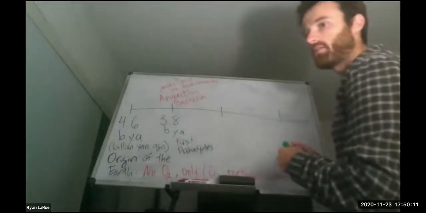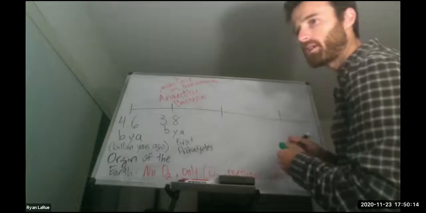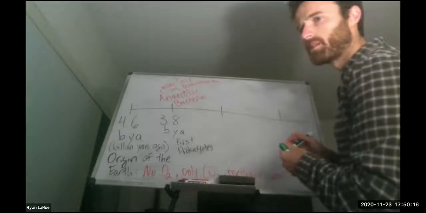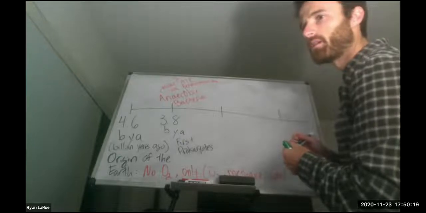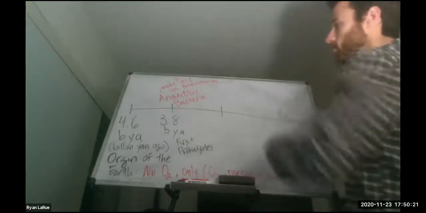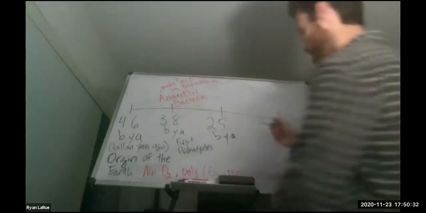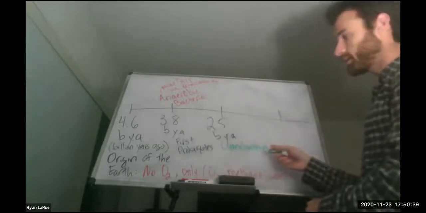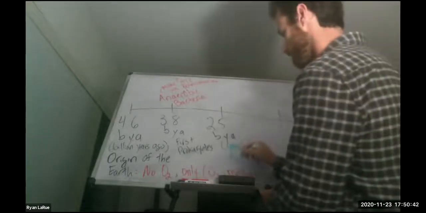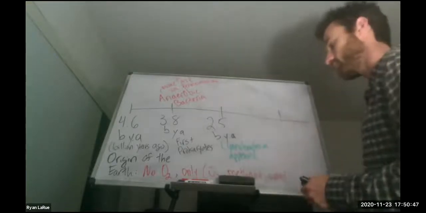Cyanobacteria, which was 2.5, just checking my dates here. I'm always bad with dates. No, that's right. Okay, 2.5 billion years ago. We're going to write cyanobacteria. So cyanobacteria appeared. I'm writing them in green for a specific reason.